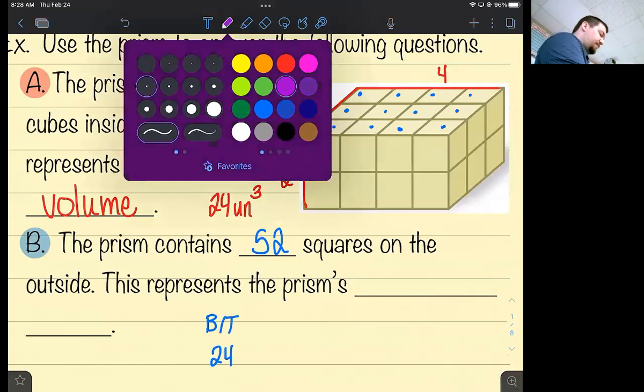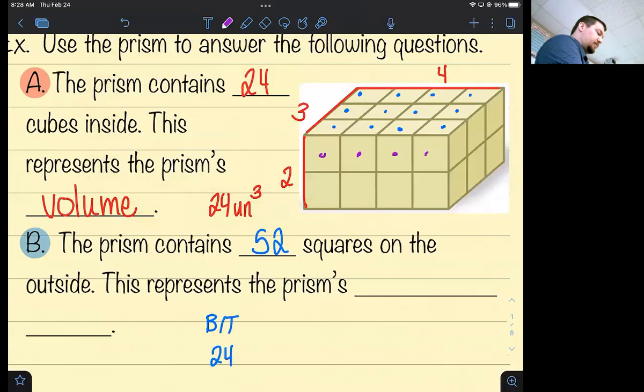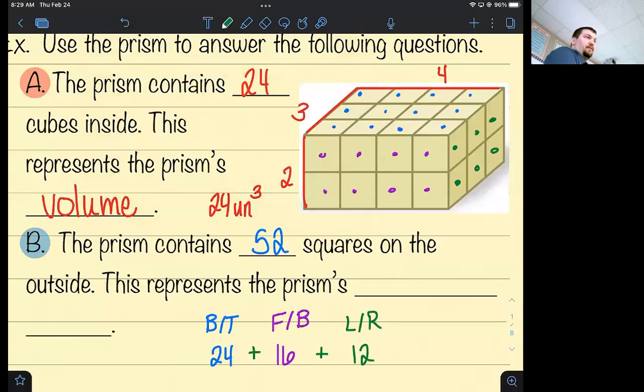On the front side, there are how many squares? 8. So we can assume the back side, we'll say front slash back, there's also 8. What's 8 plus 8? 16. And then on the right side, there are 6 squares. We can assume also 6 on the left. What's 6 plus 6? 12. And you add those together, and that's how you get 52. Or, if you got 52, that's how you would have done it, right? So 52 squares, that's called surface area.